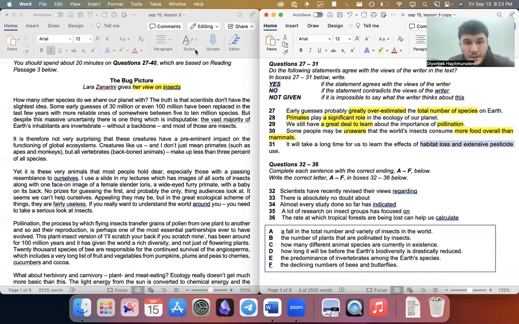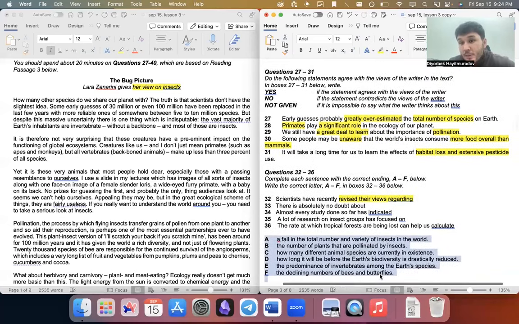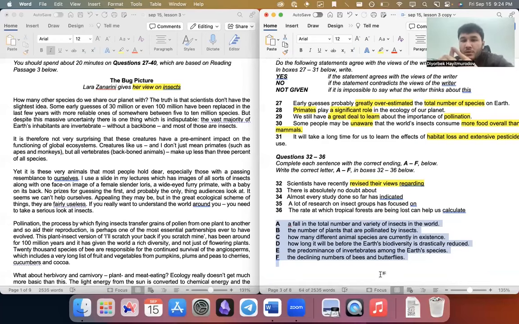I think you guys do the same thing, right? You very quickly choose one word you cannot miss in every question. Scientists have recently revised their views regarding... okay. What I do with these matching sentence ending questions, guys, is I don't read the options because it's a waste of time. I also don't read the options with multiple choice questions.